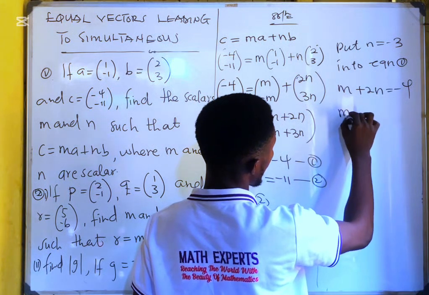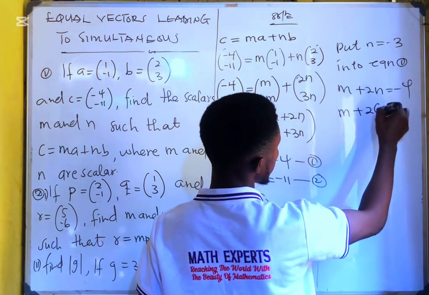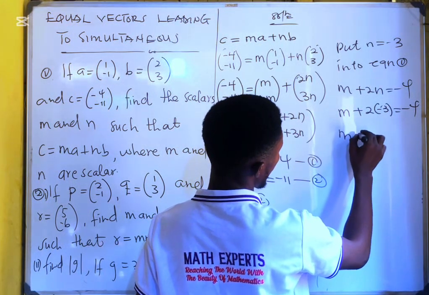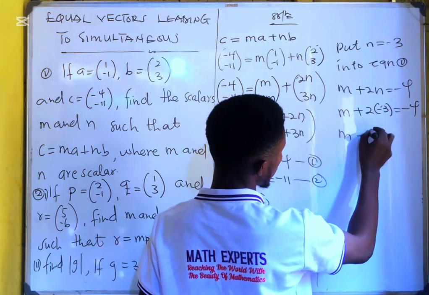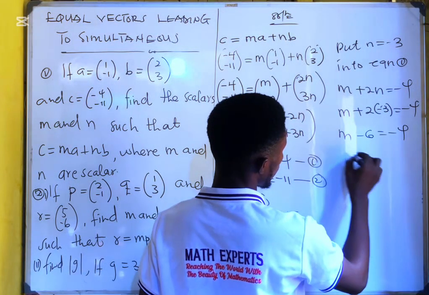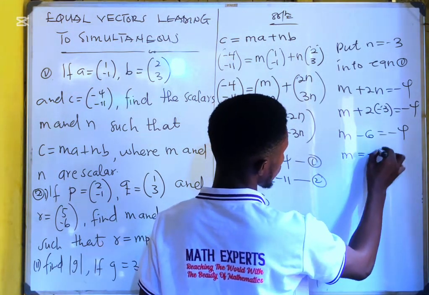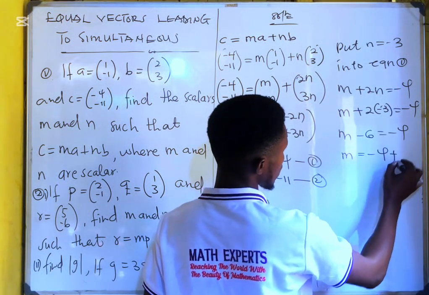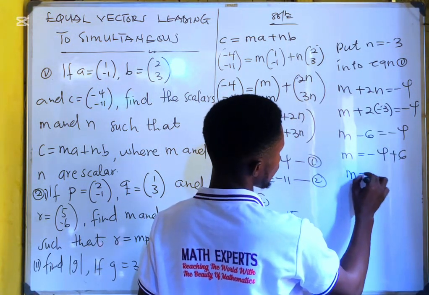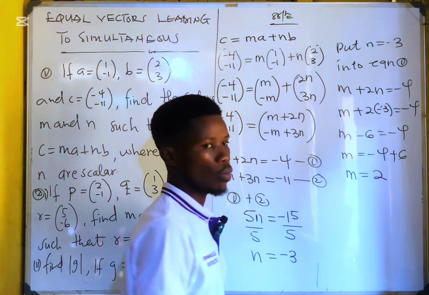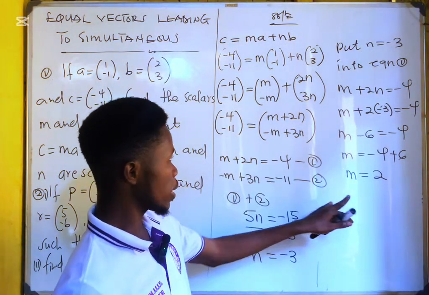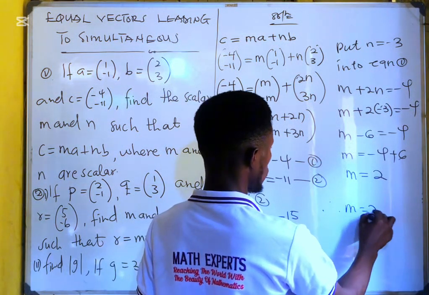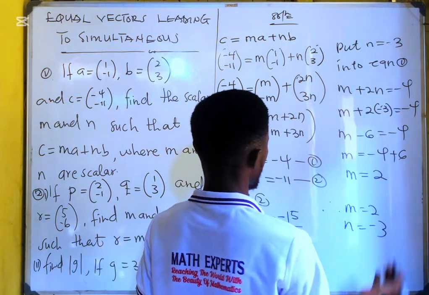So m plus 2 times n, n is -3, equals -4. So m plus 2 times -3 is -6, equals -4. So m equals -4 minus -6. When we take the additive inverse, it becomes plus 6. So m will be equal to positive 2, right? So this is the answer. Therefore, m is 2, n is equal to -3.